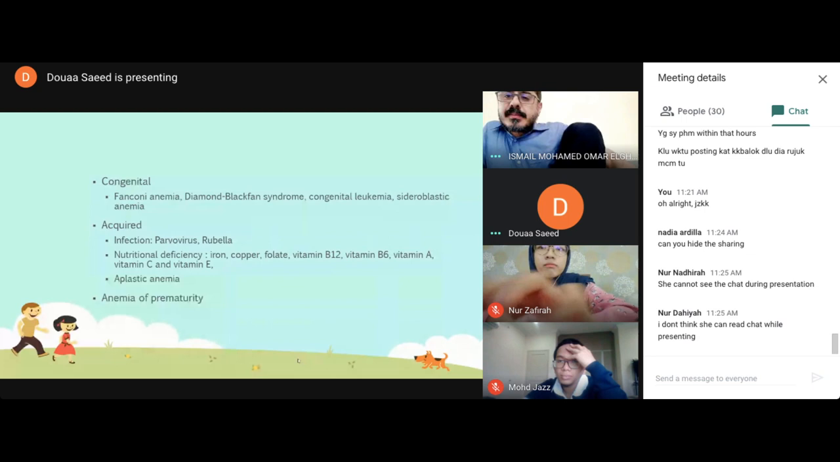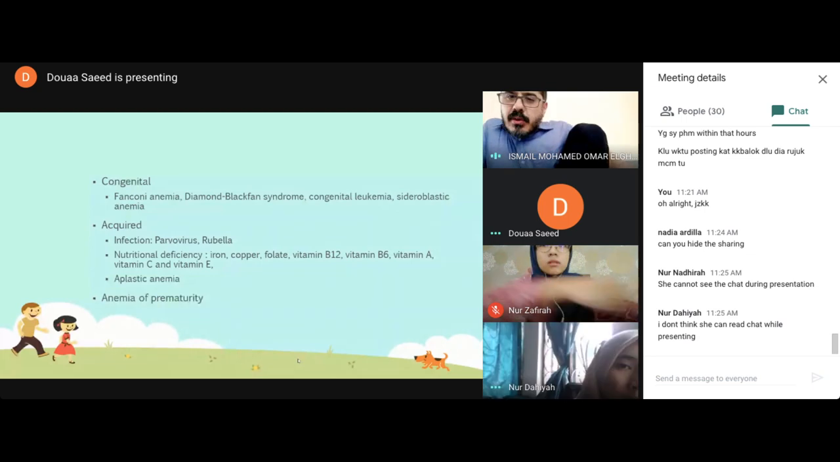Fanconi, we have short stature. Okay. Short stature, yes. What about limb abnormalities? Any limb abnormalities in Fanconi anemia? Loss of thumb. Okay, so they may have absent thumb. Very good. They may have absent thumb or absent radius.